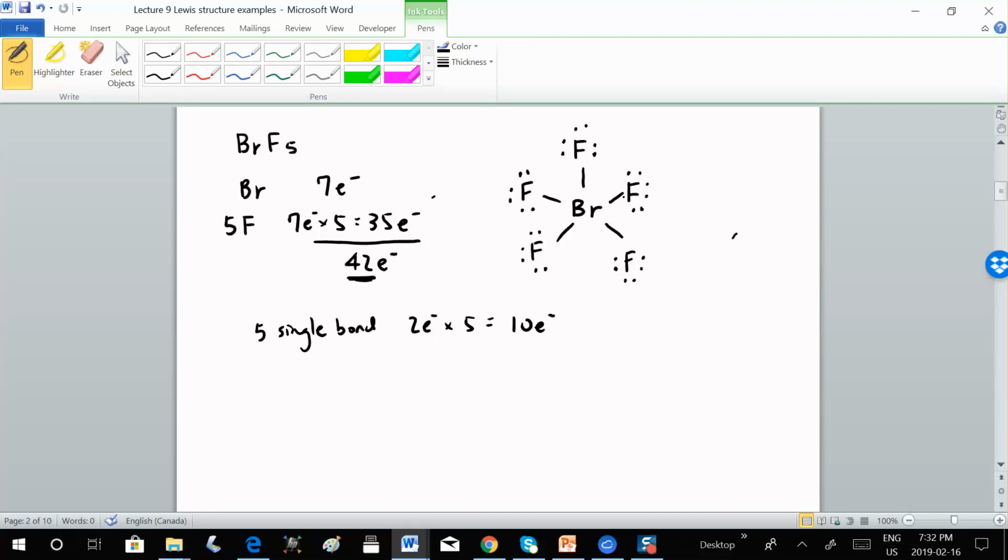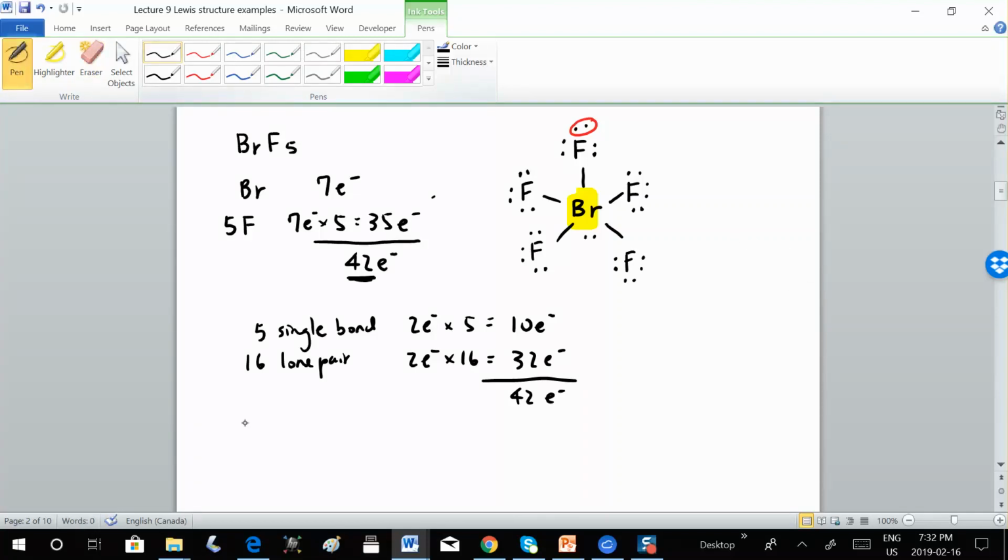And where are we going to put them? We're going to put them on the central atom, bromine. Okay, so now let's count if we added up the number of electrons correctly. Remember, 2 electrons count as 1 lone pair. So we have a total of 16 lone pairs, which is 32 electrons in total. So 10 plus 32 is 42 electrons. Okay, so this is correct. We have added the number of electrons correctly on the Lewis structure.